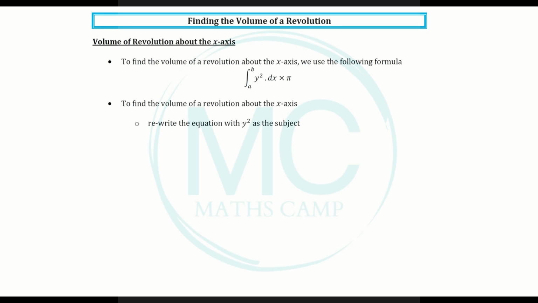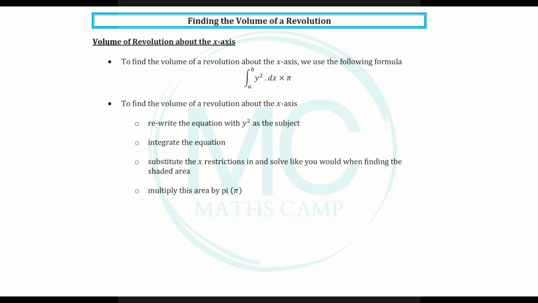Please keep in mind that if your equation is already in the form of y squared, you do not need to square it again. Our next step, we integrate the equation, substitute the x restrictions, and solve like you would when finding a shaded area. Finally, we multiply this area by pi.